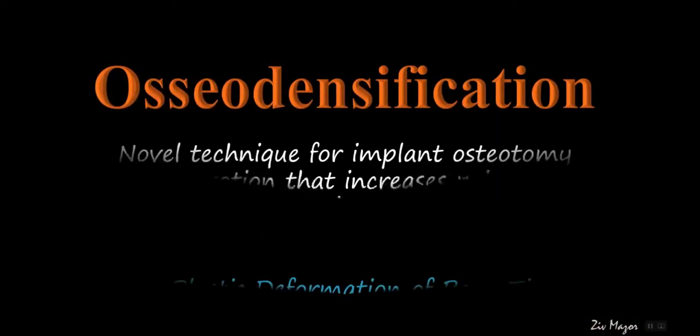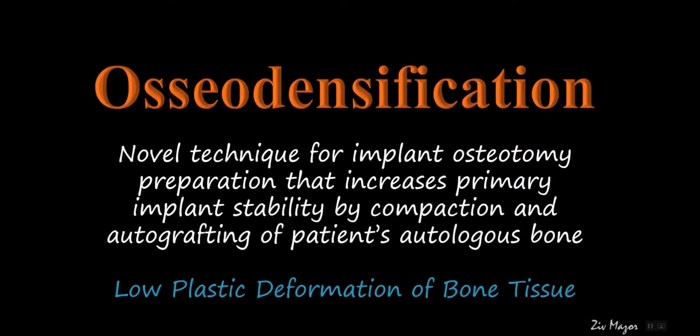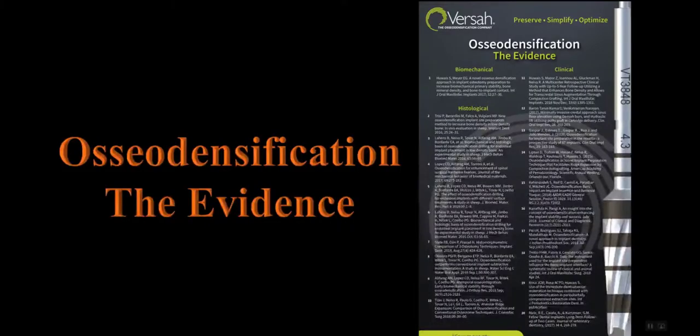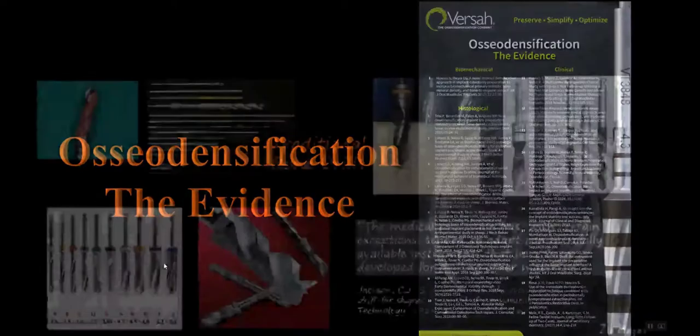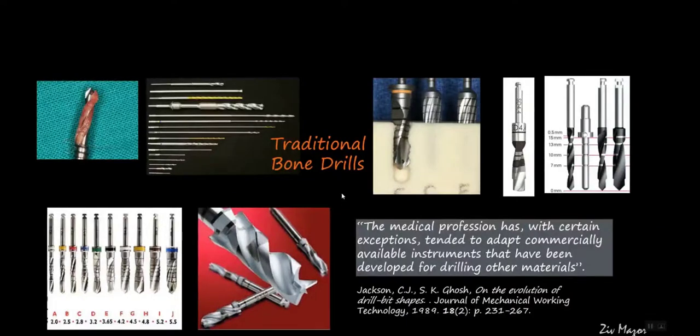And what is osseodensification all about? Osseodensification is a novel technique for implant osteotomy preparation that increases primary implant stability by compaction and autografting of the patient's autologous bone. And it involves, of course, low plastic deformation of the bone tissue. We have lots of evidence in the dental literature for osseodensification nowadays, and here you can see more than 20 publications that are available there and are coming out almost every month.